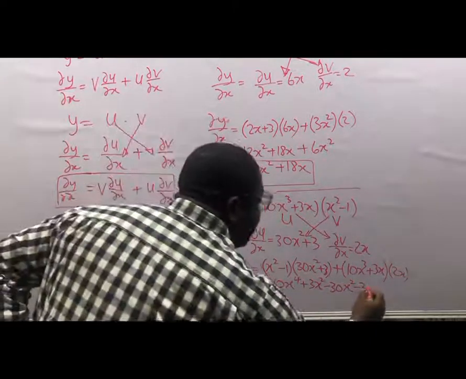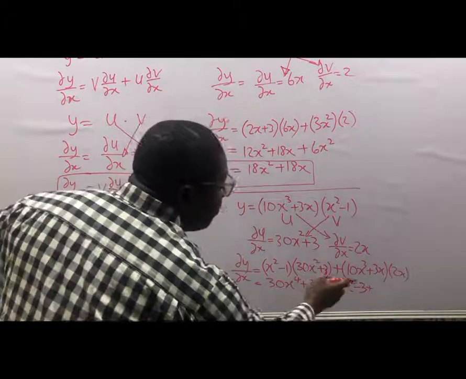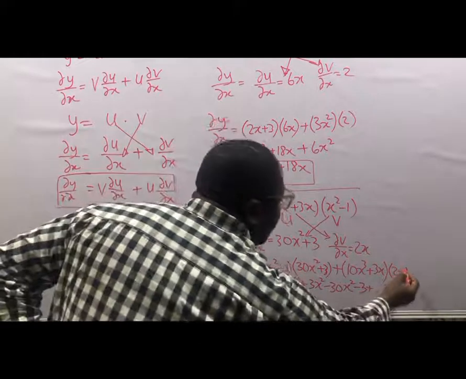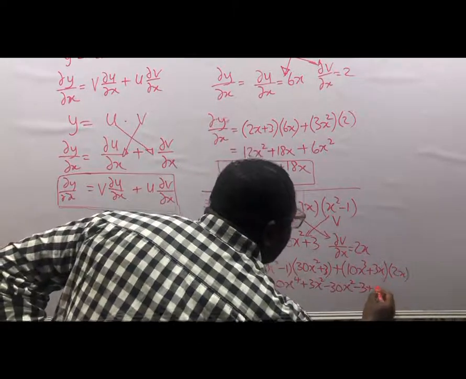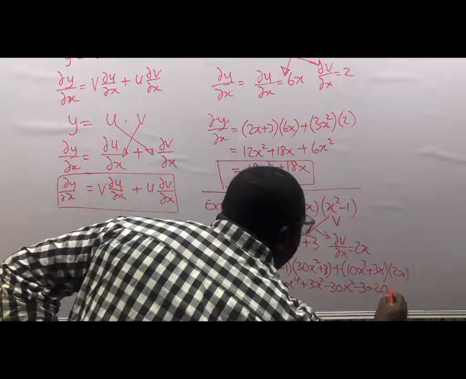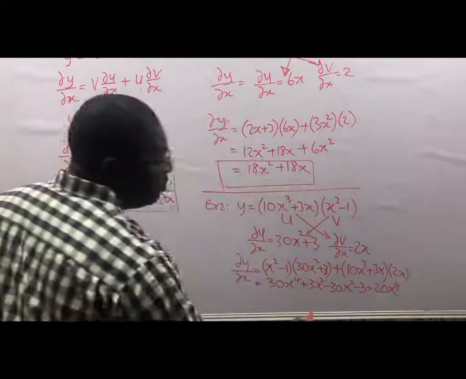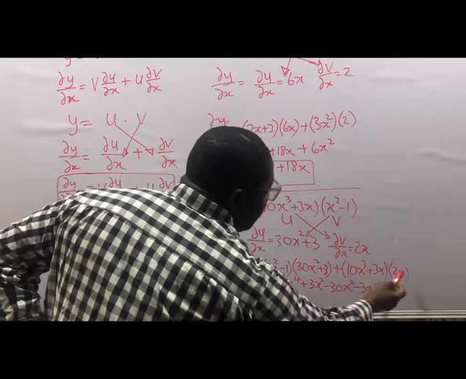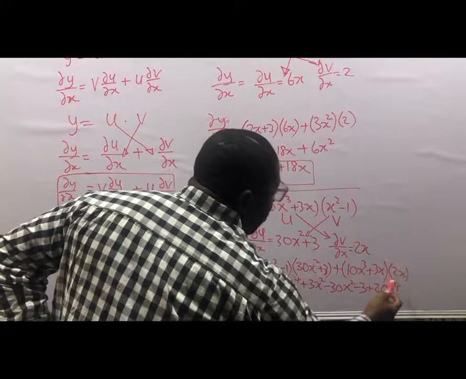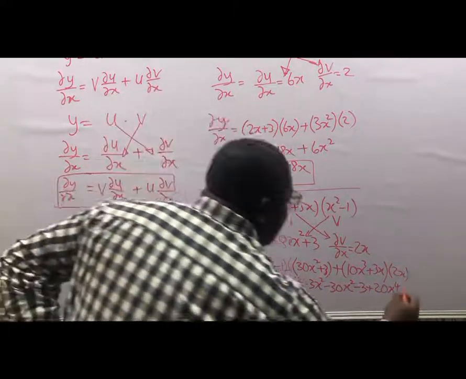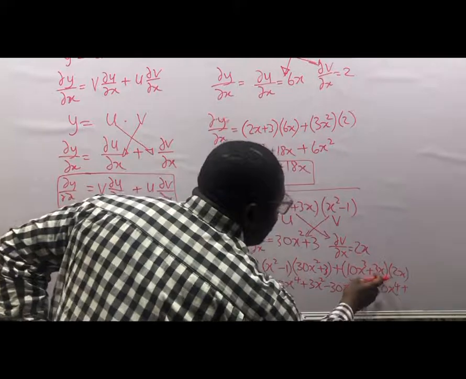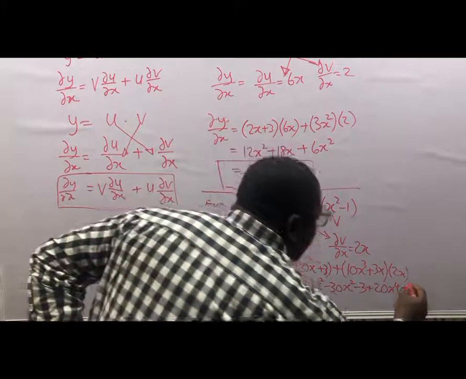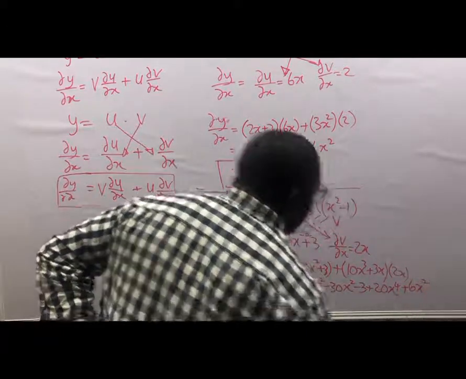By continuing here, it will become 10x times 2x. You know, there's a 1 here, so this becomes 20x raised to the power 4. This 10x raised to the power 3 times 2x, x raised to the power 3 times x raised to the power 1 will give us x raised to the power 4, plus this 3x times 2x will give us 6x raised to the power 2.